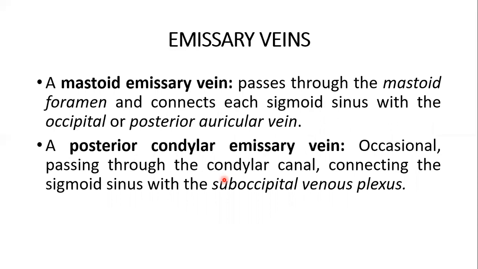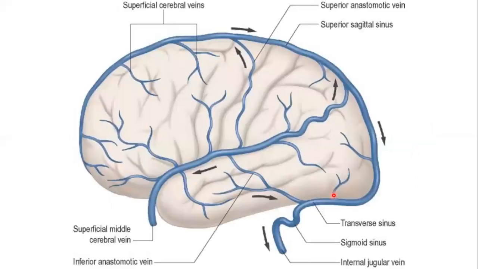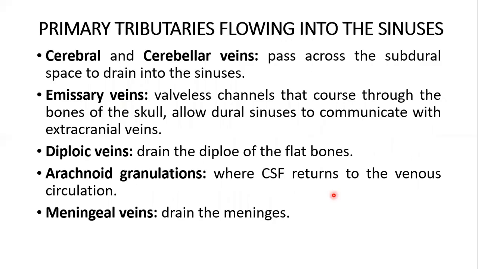The mastoid emissary vein passes through the mastoid foramen and connects each sigmoid sinus with the occipital or posterior auricular vein. And the posterior condylar emissary vein passes through the condylar canal, connecting the sigmoid sinus with the suboccipital venous plexus. And here are the primary tributaries draining into the sinuses. These are the primary tributaries of these venous sinuses.